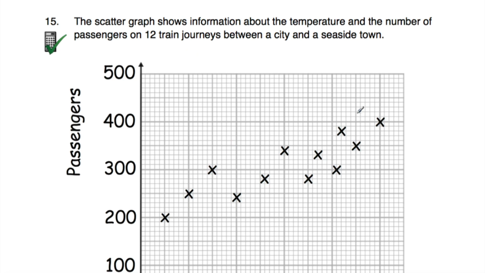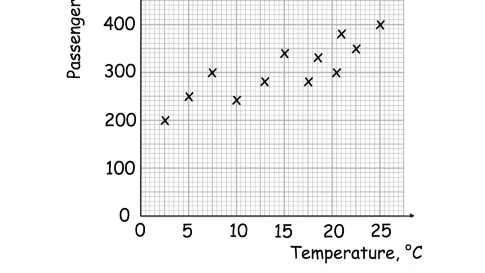So we've got these 12 train journeys and we've got the temperature along the x-axis. So here, whenever the temperature is 2.5 degrees Celsius, there's 200 passengers on that train. Whenever the temperature is 25 degrees Celsius, there's 400 passengers on the train. And that makes sense because maybe more people want to go to the seaside whenever the temperature is 25 degrees Celsius than 2.5 degrees Celsius.